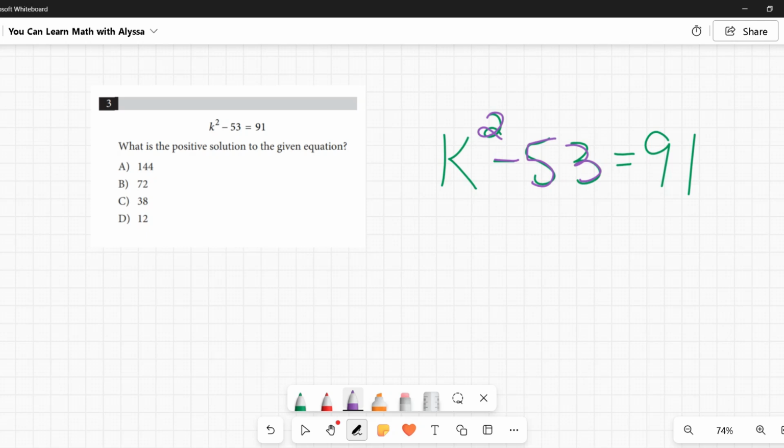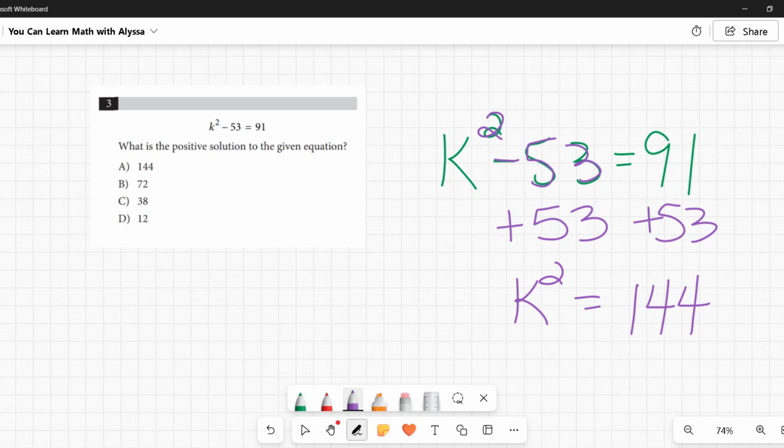So I'm going to undo that subtraction first, do the opposite of that, which is adding. And I need to do it to both sides to keep my equation equal, keep it balanced like a seesaw. So on the left, those negative 53, positive 53, adding and subtracting cancel out, and I just have k squared. And on the right, 91 plus 53 is 144.